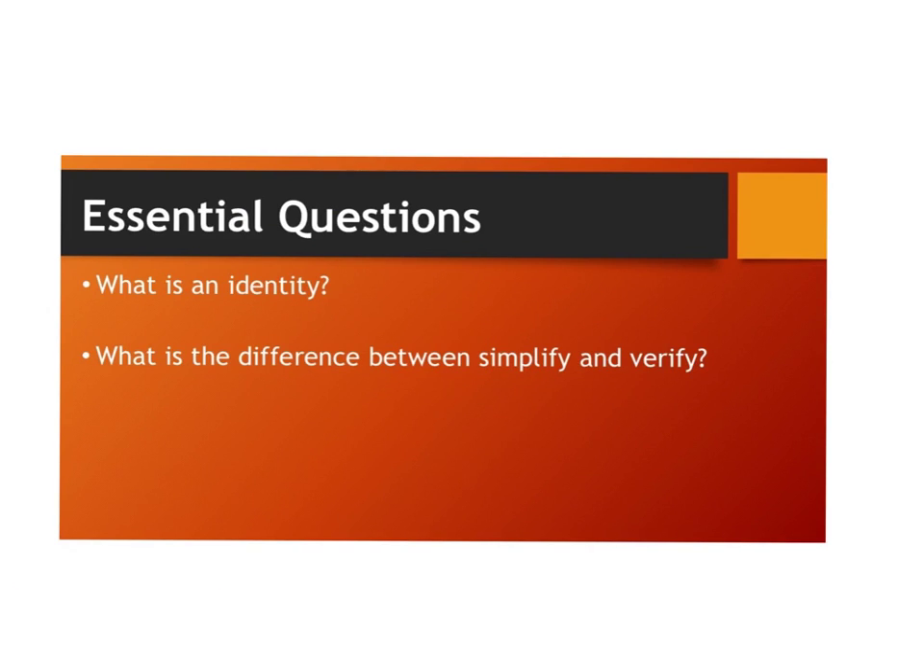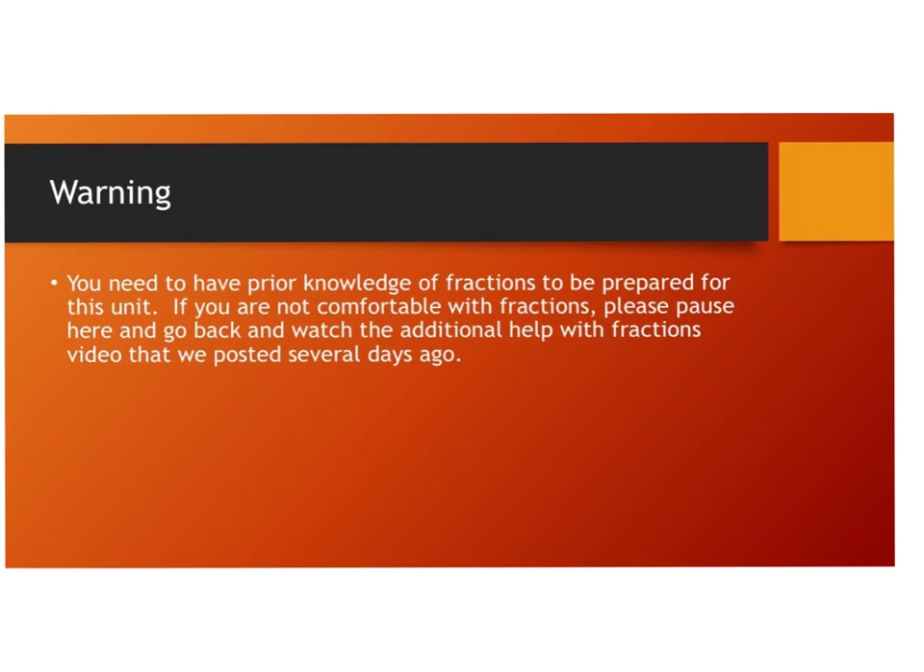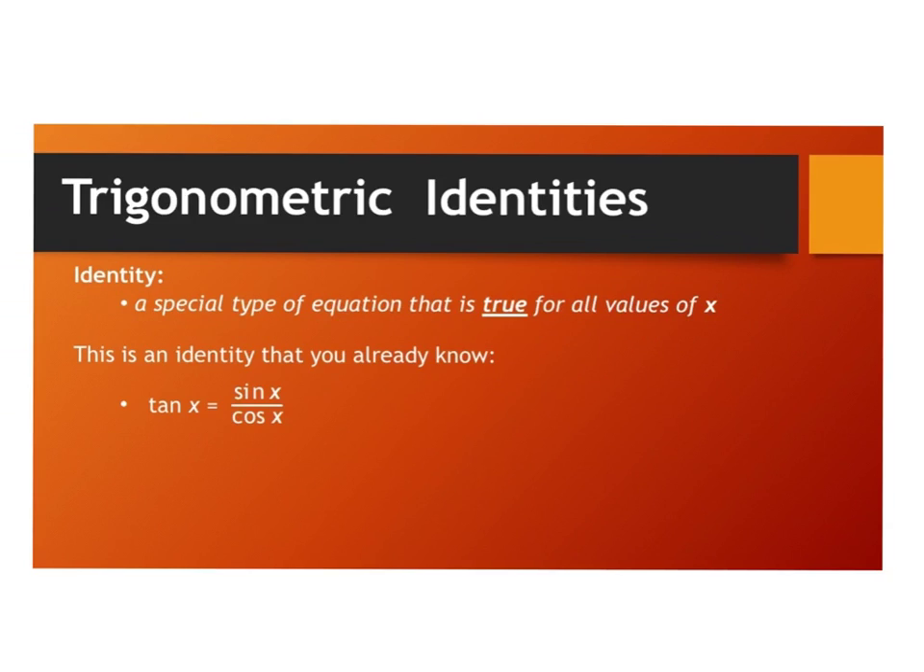So for our essential question we have: what is an identity, and what is the difference between simplifying and verifying? Just a warning, in order for you to excel in this unit, you have to be able to multiply and divide fractions. If you struggle with that, look back at the video where we talked about simplifying fractions. Alright, so the first thing we're going to go over is what an identity is.